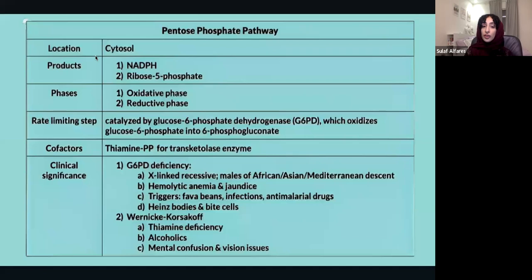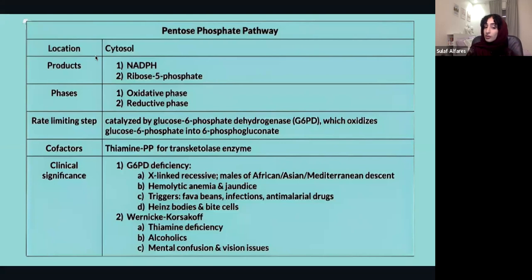Next, we have two phases in the pentose phosphate pathway. The first one is the oxidative phase, which consists of only 3 steps, and it's irreversible. The most important thing in it is G6PD, and it gives us NADPH. The second phase is the reductive, or non-oxidative, phase, which is entirely reversible. This phase gives us ribose 5-phosphate, okay?